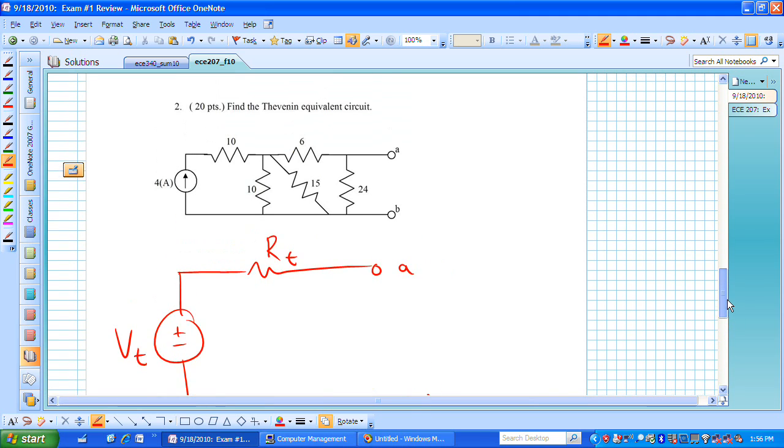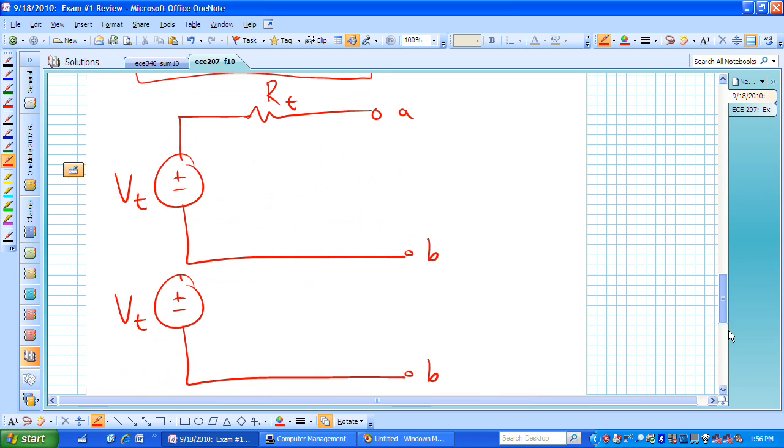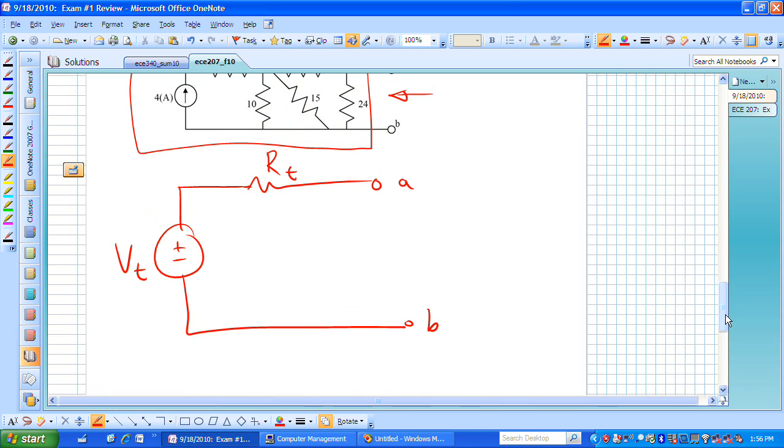We're trying to find this equivalent system, or essentially remodel this device from the perspective that we're not necessarily wanting to know what's in that red box that I've just created, but we want to know what's happening as we look into the terminals A, B, and we want that behavior to be modeled by a Thevenin voltage in series with a Thevenin resistance R sub T.